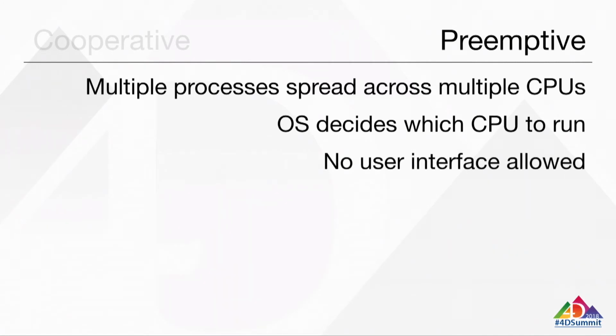The restriction, of course, is that a preemptive process does not allow you to have a user interface. It means that it should run behind the scenes. It can't even display an alert box or anything like that. Anything that deals with user interaction is going to run in a cooperative thread.